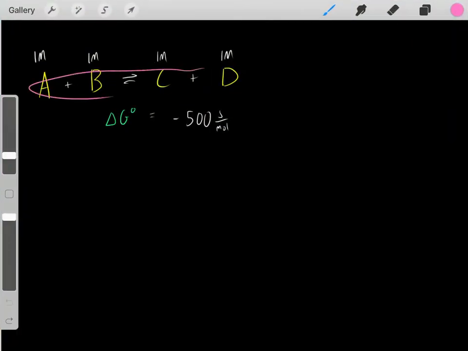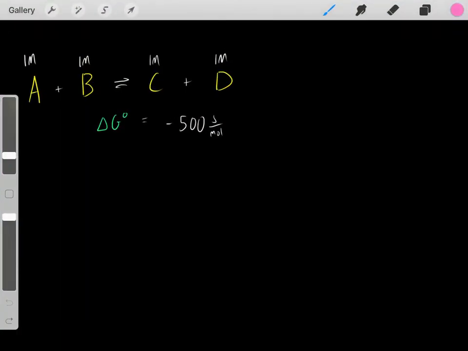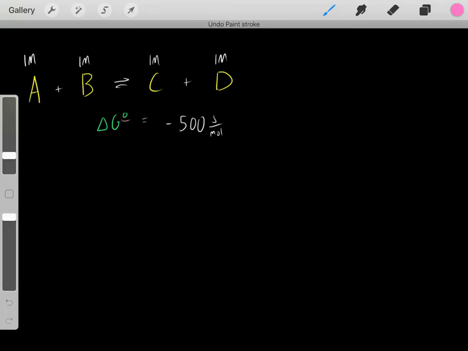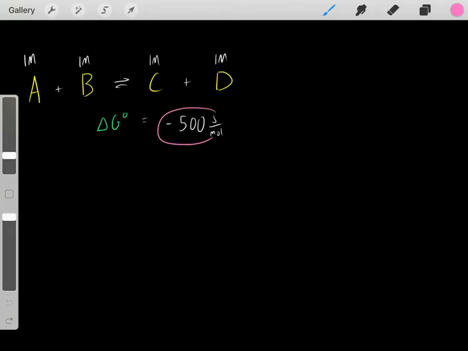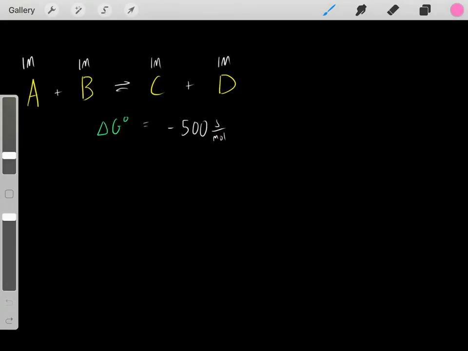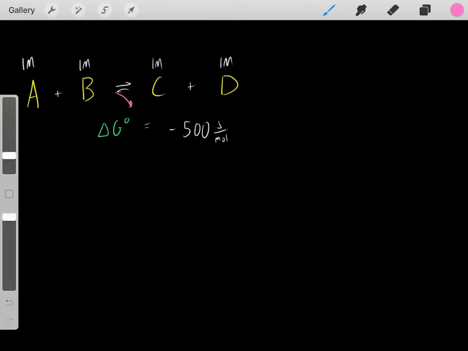So let's say this chemical reaction has a standard state delta G, this delta G naught, of negative 500 joules per mole. What does that mean? That means when we're at standard state conditions, and remember that's what this naught represents, this reaction releases 500 joules per mole.